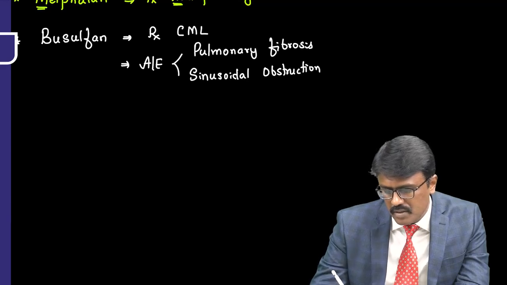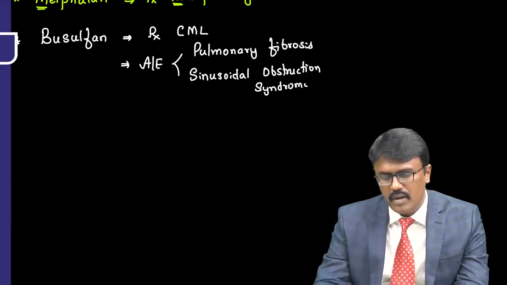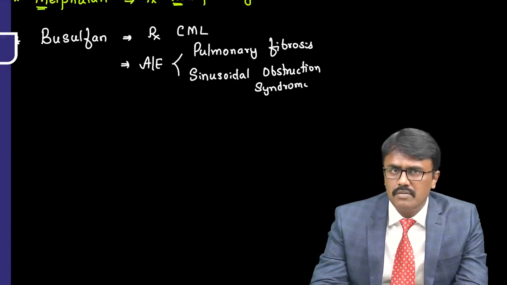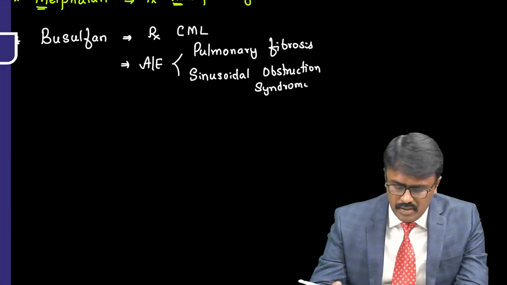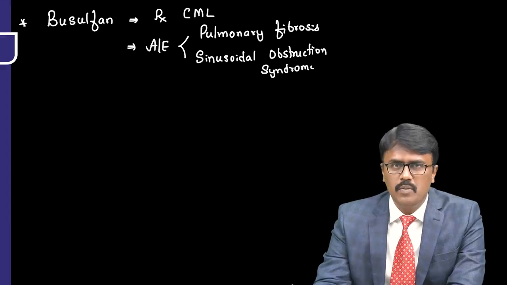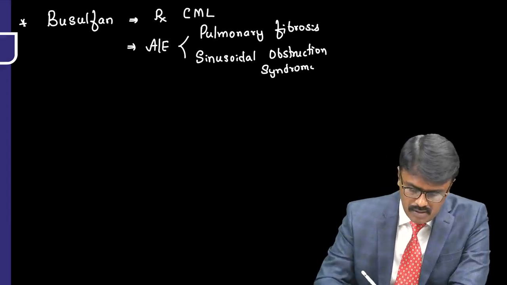Sinusoidal obstruction syndrome. These are the two important conditions. So it will cause this problem. It is also called veno-occlusive disorder of liver. So busulfan can cause sinusoidal obstructions. Once we know the drug busulfan, let us understand one more drug.